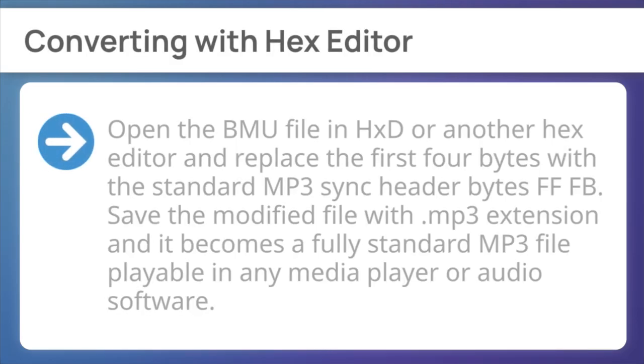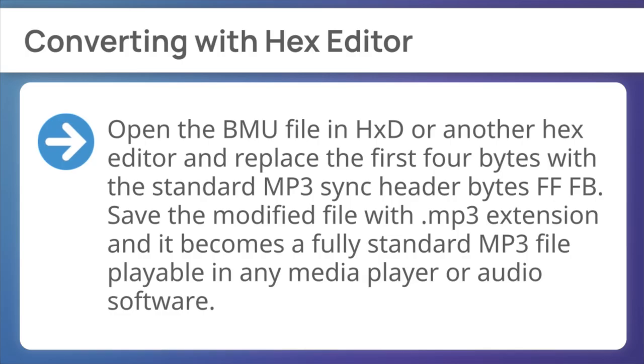Next, converting with Hex Editor. Open the BMU file in HxD or another Hex Editor and replace the first 4 bytes with the standard MP3 sync header bytes, FFFB. Save the modified file with .mp3 extension, and it becomes a fully standard MP3 file playable in any media player or audio software.